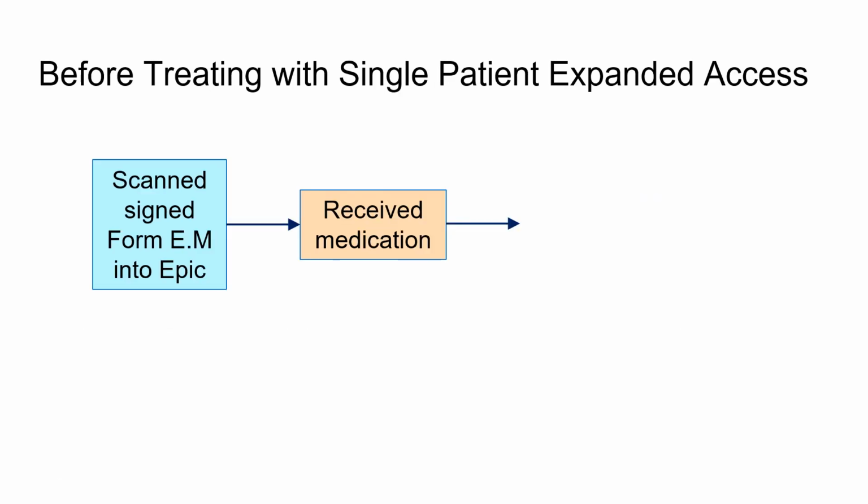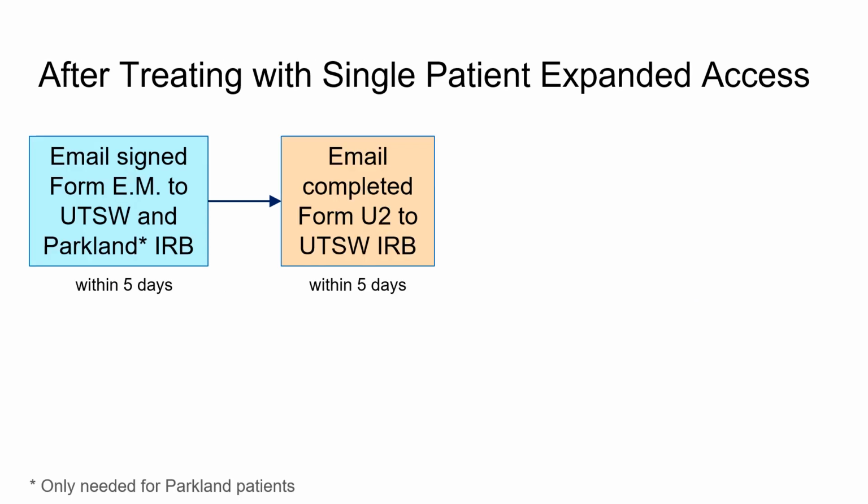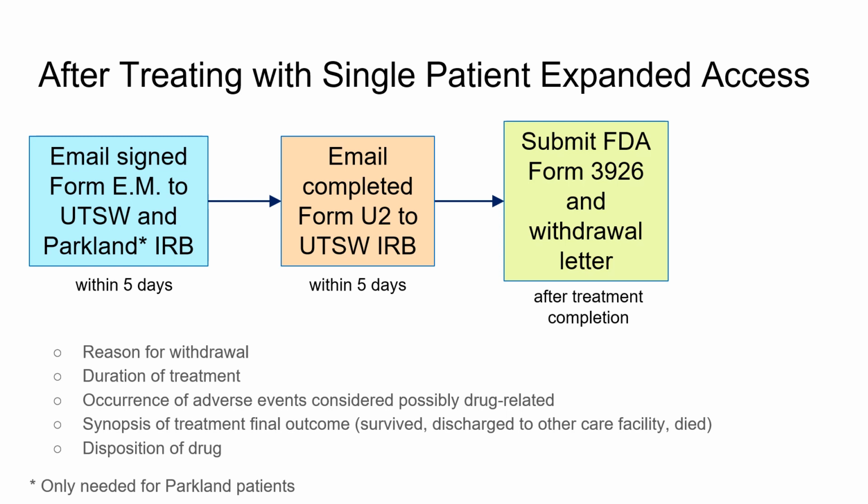Next, I would scan the signed consent form into Epic, and once the pharmacy received the medication, I treated the patient. After initiating treatment, I emailed the signed Form EM, the informed consent, to UT Southwestern and Parkland's IRBs. I also emailed the completed Form U2 to UT Southwestern's IRB within 5 days of starting treatment.